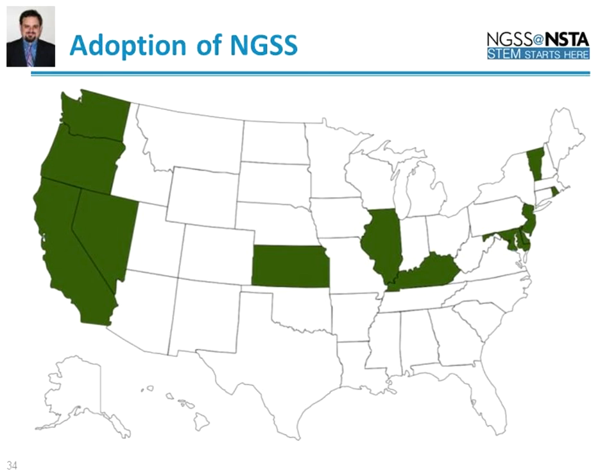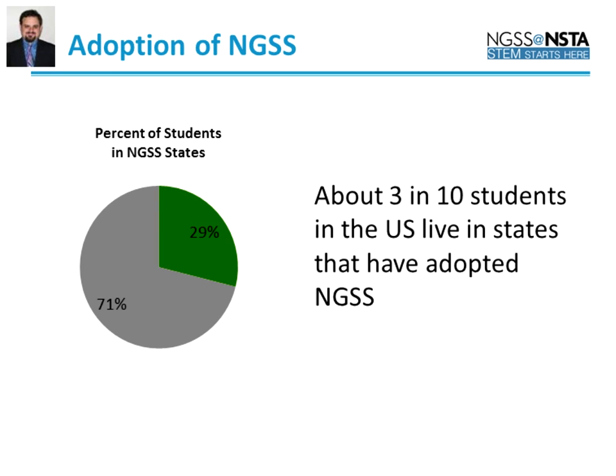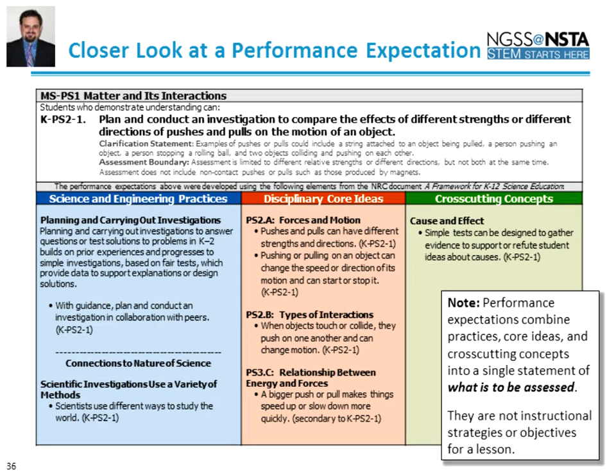At this point, the standards were completed a couple of years ago, over a year ago. You've got 13 states that have adopted them, outlined in green on that map here, and also the District of Columbia, which is probably too small for you to see on that map. But that represents almost 30% of students in the United States who now live in a state that has adopted the Next Generation Science Standards, and more will be coming online in the months and years to come.